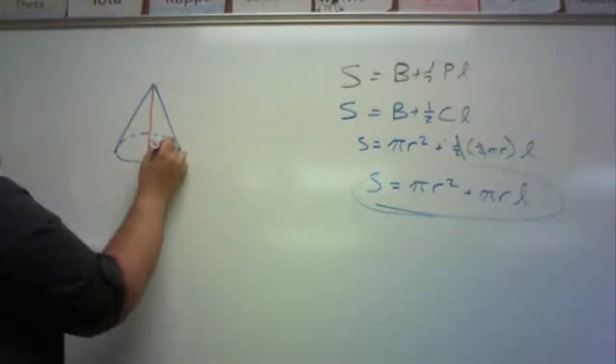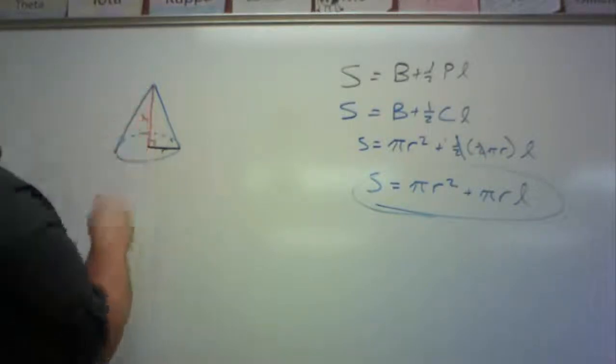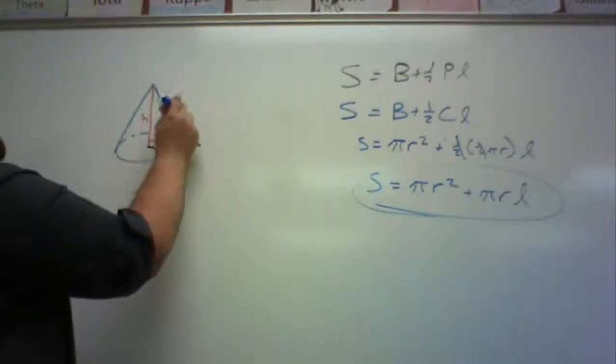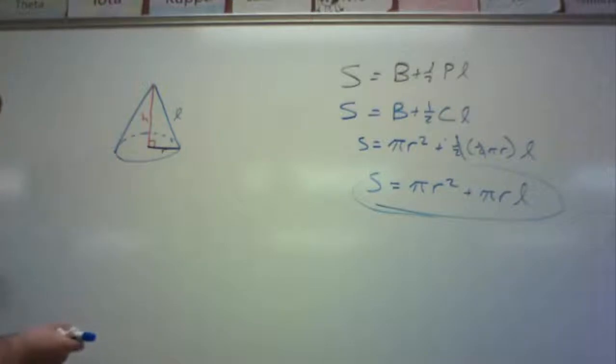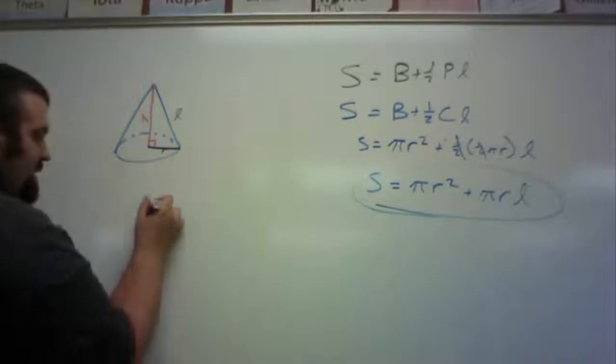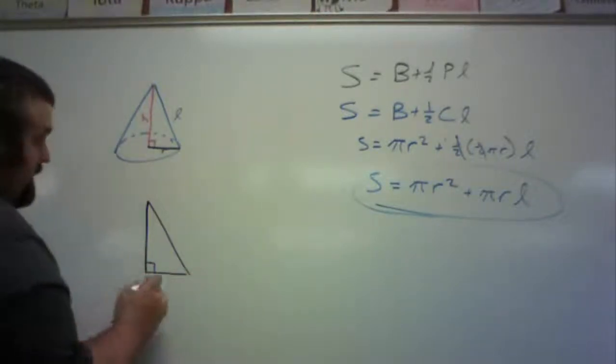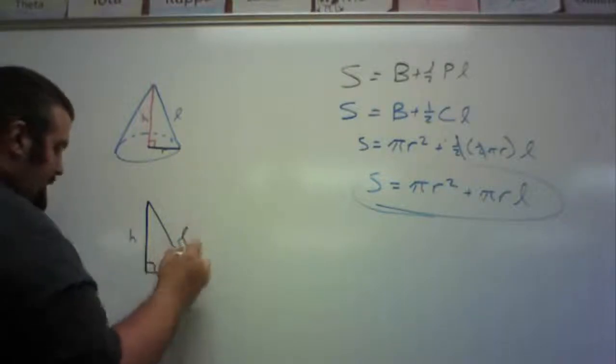So I drew a cone, I labeled R, I labeled H, and I labeled L, where they're all located. And right away, I see something. Before I even put in what I know, I notice that I have a right triangle. And anytime I see a right triangle, I know that I'm probably going to use it, so I'm going to just quickly separate it here: the radius, the height, and the slant height.